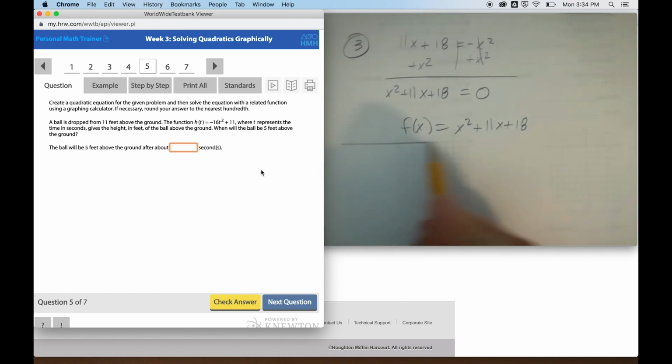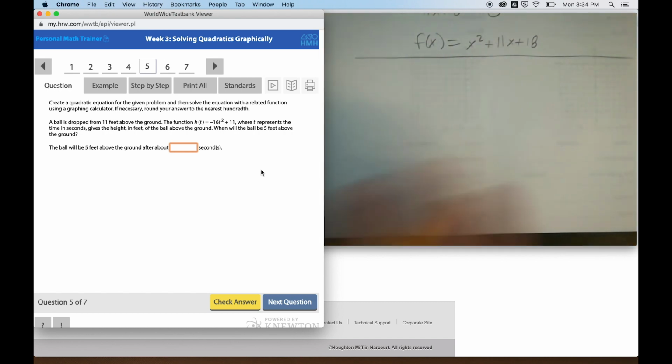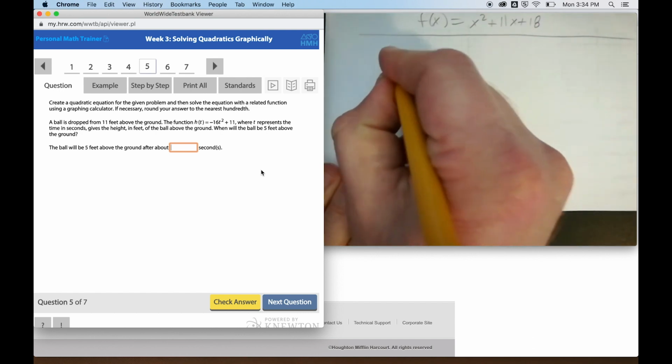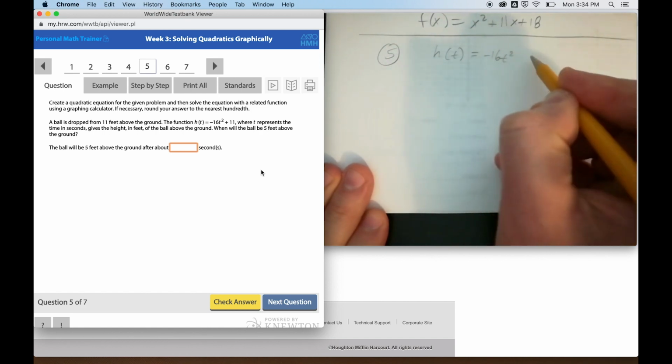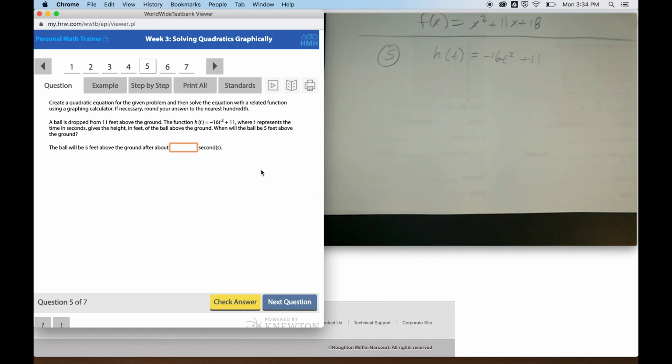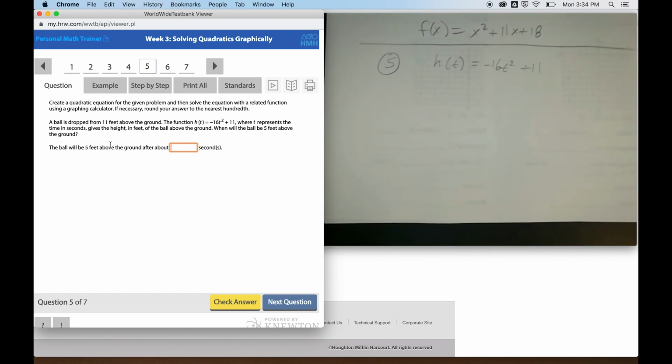So let's translate this into math. What can we write down on our paper to solve this? Let me just write down the function first of all. And if you think about what it's asking us here, one piece of information we don't have to worry about at all is this 11 here, that's already in the equation. Sorry, my phone's making noise here. That's already in the equation, so we don't have to worry about this 11 feet. It's already there. But it does say, when will the ball be 5 feet above the ground?